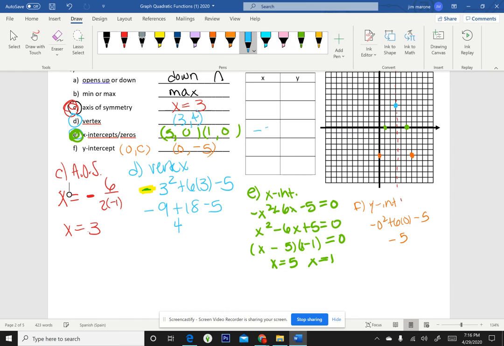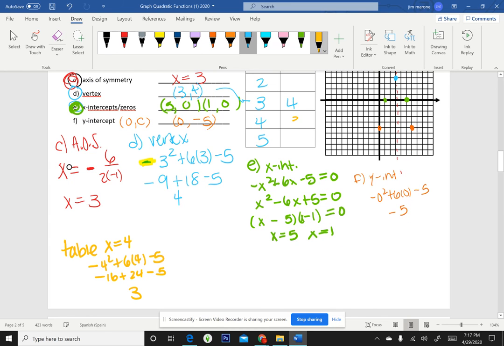However, I'm going to fill in my table of values. So I get 3 and 4 for my vertex. My vertex is right here in the middle. So I'm going to go up to 4 and then 5 and then down to 2 and then 1. So then for my table, I put it in here. If x is equal to 4, then I have -4 squared plus 6 times 4 minus 5, which is -16 plus 24 minus 5, which is 8 minus 5, which is 3.